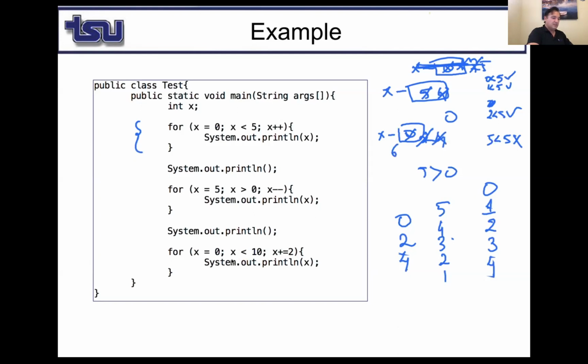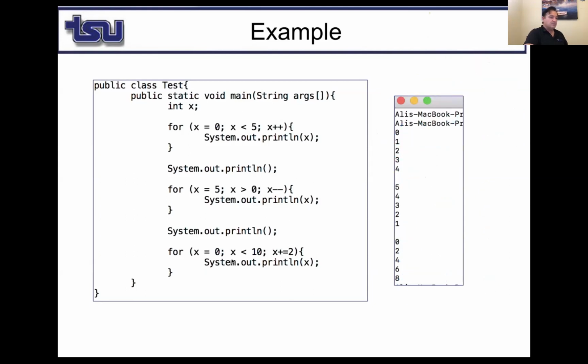It will print 6. And update x by 2, x becomes 8. 8 is still less than 10. It will print 8 and update by 2, 10. At this point, 10 is less than 10 is incorrect, so it will stop. It prints 0, 2, 4, 6, 8. Right there. Okay.